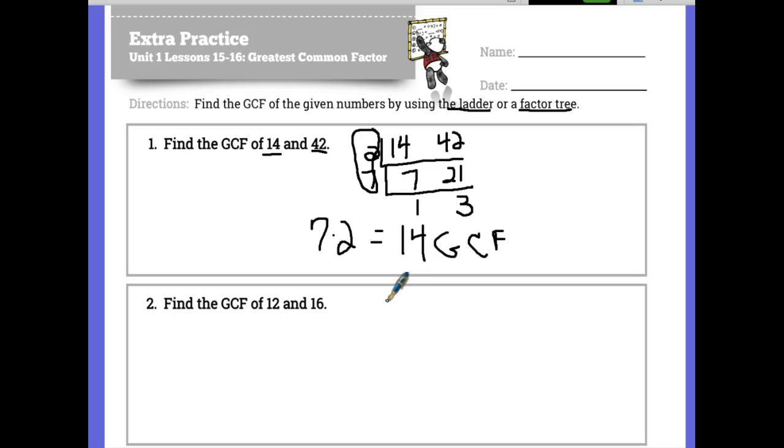Now I'm going to set up the second one, and then I'm going to have you work individually. You're not going to be sharing on this very next one, working individually, and then you'll check back in and see if your answer matches mine. So again, greatest common factor, 12 and 16. I'm going to write my numbers on a line, and I'm going to draw my ladder. Smallest prime number for 12 and 16 is going to be 2.